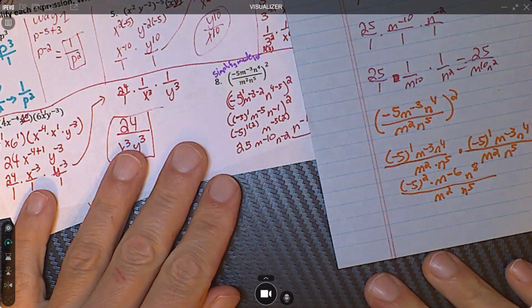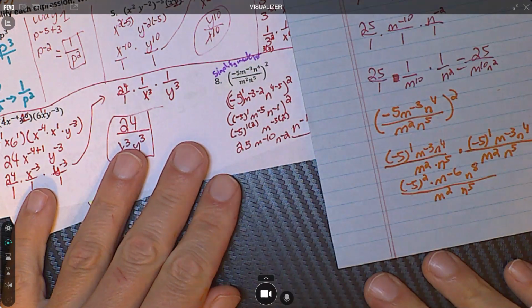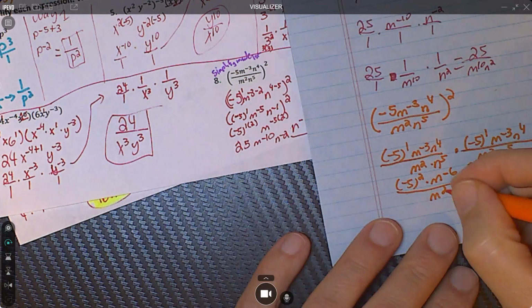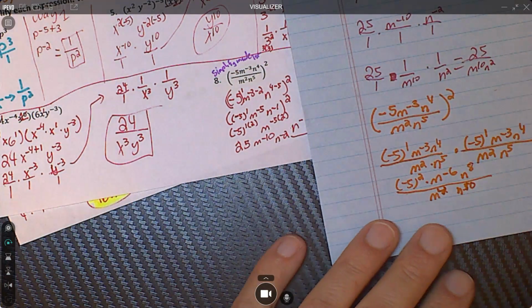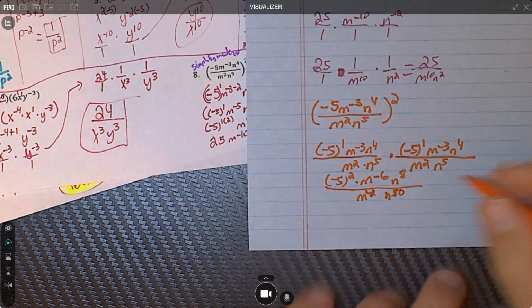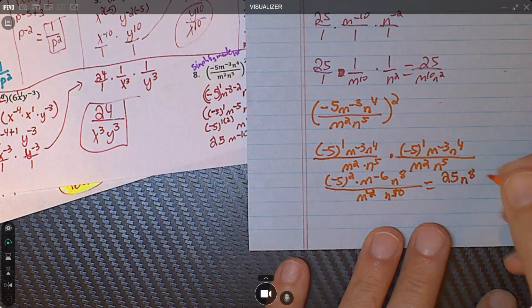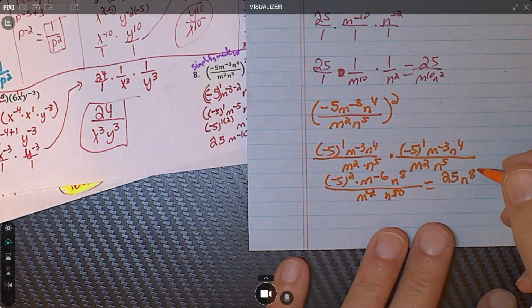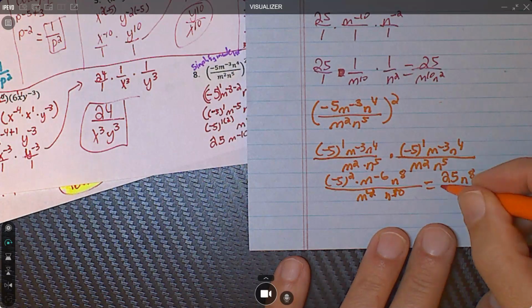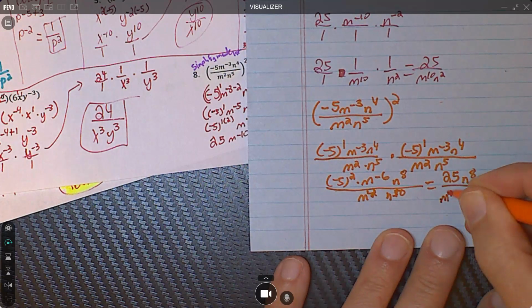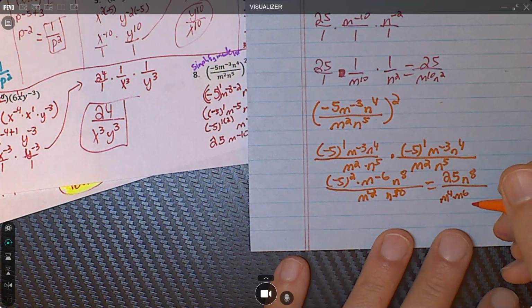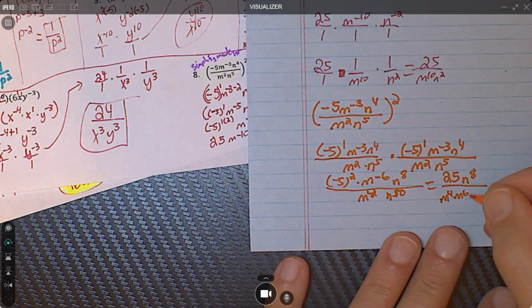Did I write that wrong? I think I'm going too far. It'd be m to the 4th. Sorry, n to the 10th. Then you get 25. N to the 8th stays up top. Okay, on the bottom I got m to the 4th times n to the 6th times n to the 10th.